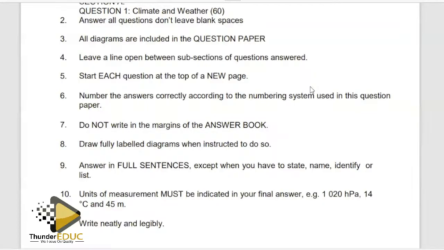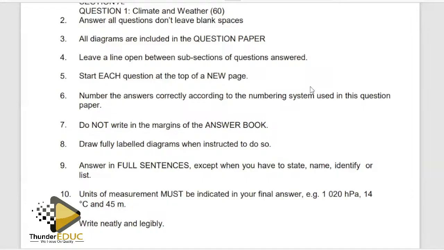Then, the other important thing is on instruction number 10, the units of measurement must be indicated. When you are measuring, for example, determining the distance, you must indicate the unit of measurement. Is it in meters? Is it in centimeters? Is it in kilometers? You must indicate. If it's temperature, you must indicate how many degrees Celsius.